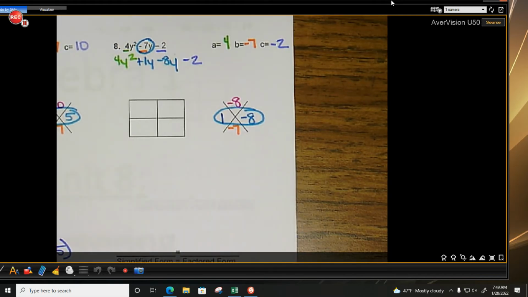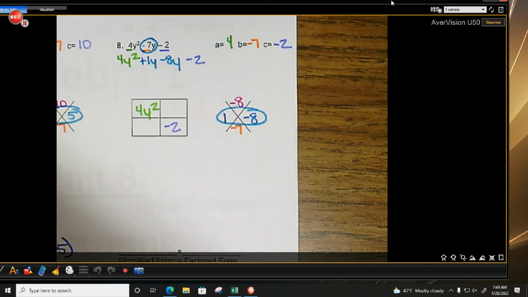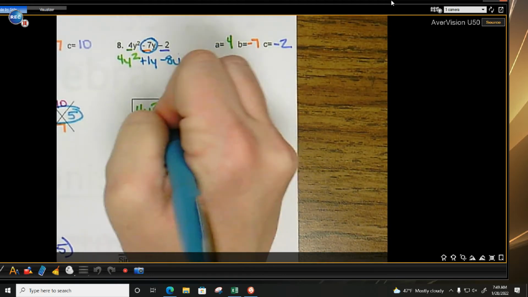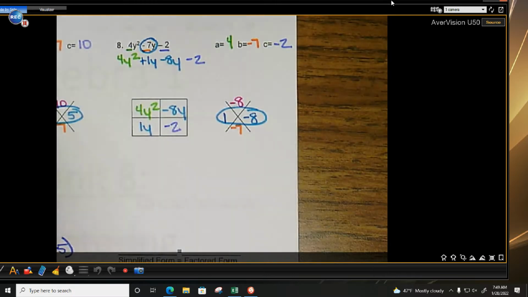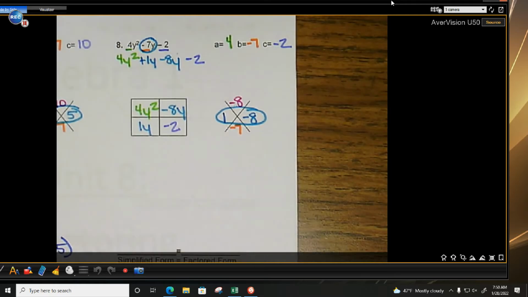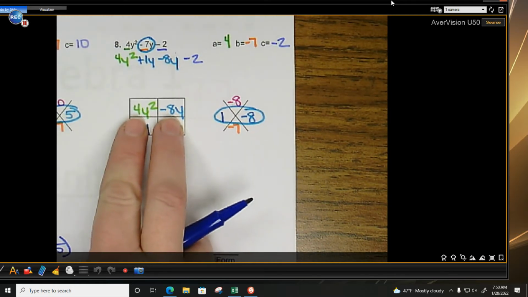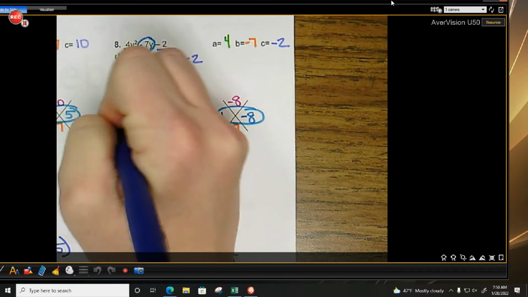Okay, first term, first box. Last term, last box. Middle terms in the diagonal. Again, it's following the same pattern every time. Variables squared, variables constant. Okay? What are 4 and 8 both divisible by? 2. Bigger. 4, and they both have a y, so this is 4y. What are 1 and 2?